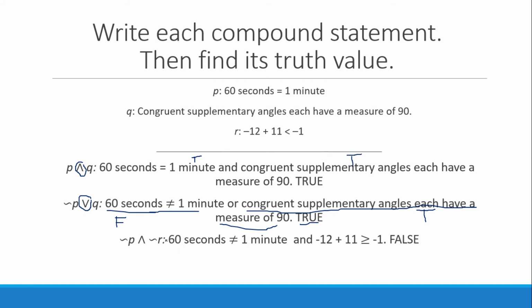Okay, not P: 60 seconds does not equal a minute. Is that true? Well, that's false. What about R? Negative 12 plus 11 is negative 1. Is negative 1 less than negative 1? No, so this is false. But the opposite, not R, is that true? Well, this has an equal sign, so this is actually going to be a true statement. But you see the and? What does that require? That requires both of them to be true, so this is definitely going to be a false statement.